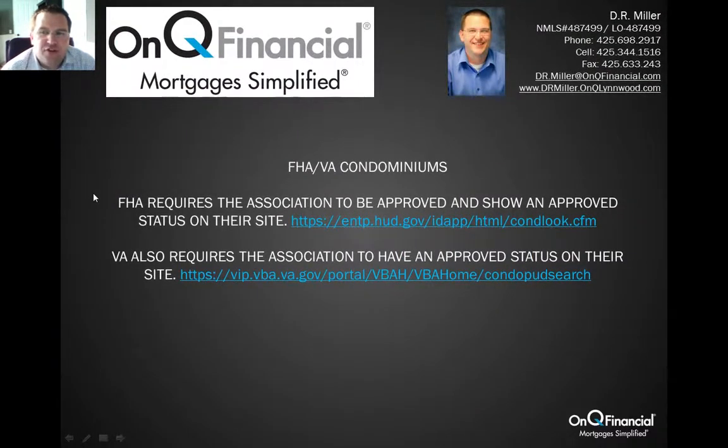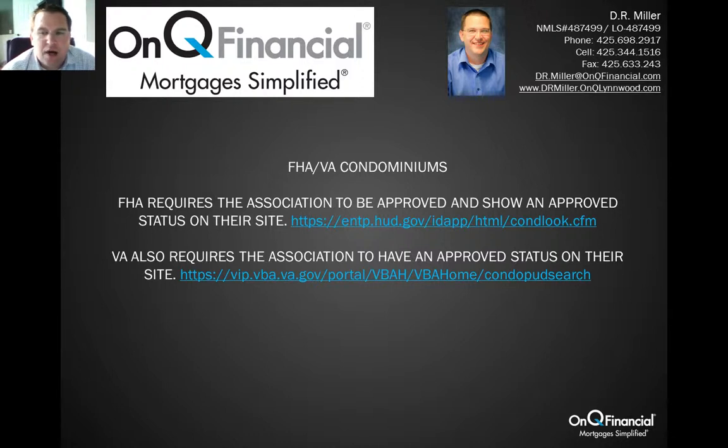The next slide here shows FHA and VA. With FHA and VA, it's really just a matter of going onto their websites and making sure that the association's been approved and that the closing will occur before the approval expires. So with FHA, you can look up and see, it typically shows all the associations, and then if they're approved, if the approval's expired, or if the approval's been rejected. VA really only shows if the association is approved, and then also if there's any additional conditions that need to be met.